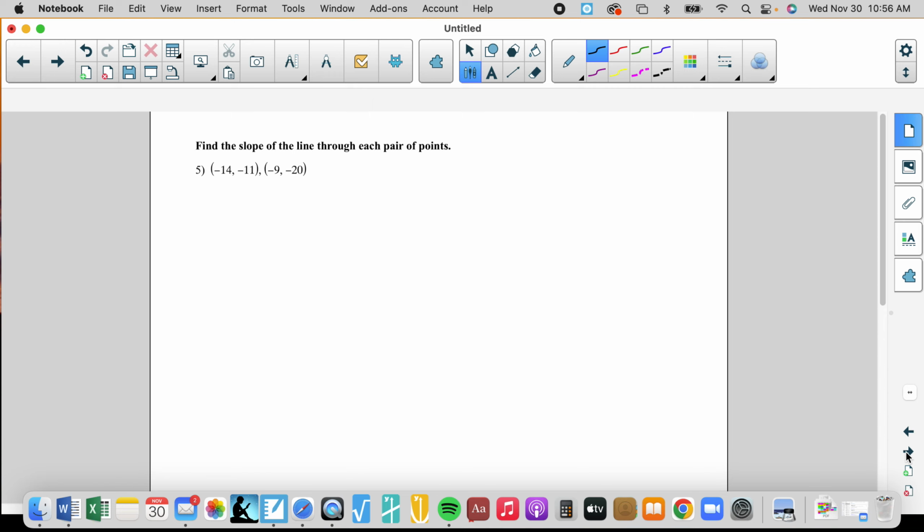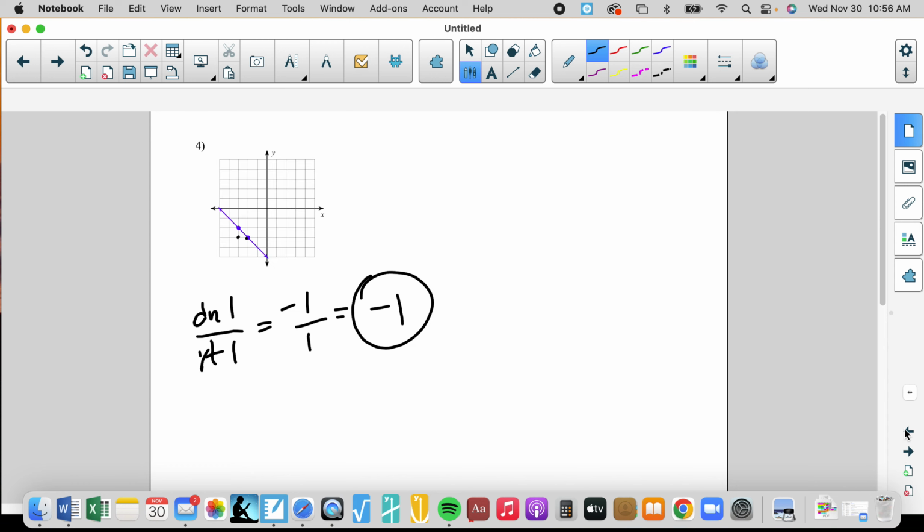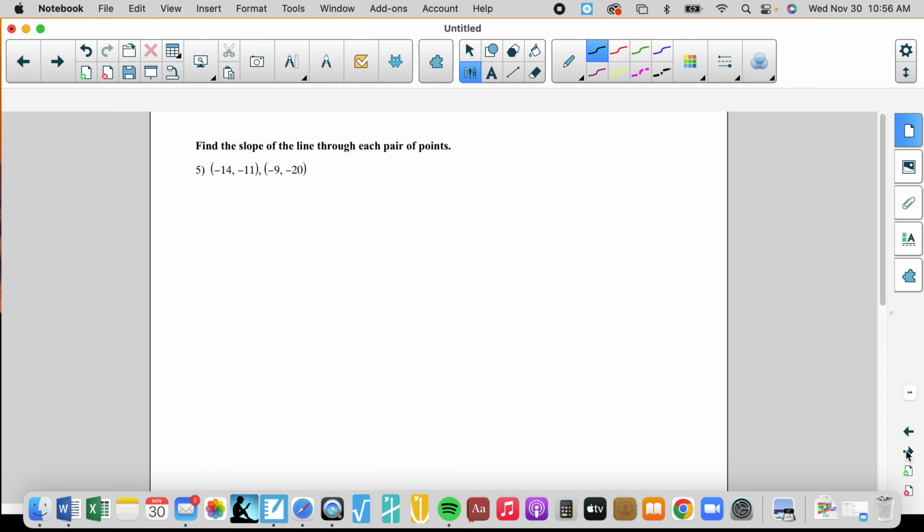Now, the other type that they will give you is they will give you 2 points that are on the line. Notice we're using 2 points that are on the line. That's point 1, point 2. But this time they just give us the coordinate. So we're going to utilize this formula. This is the formula to calculate the slope.